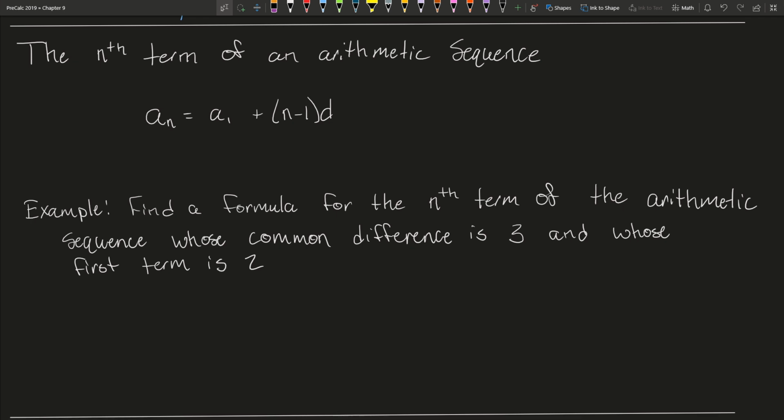And when we're dealing with arithmetic sequences, there's a really easy way to find the rule for the nth term. All right, so for any arithmetic sequence, the nth term is defined by the first term plus the common difference times the number of the term minus 1. Okay, and we'll do an example of that. But this always holds true for an arithmetic sequence.